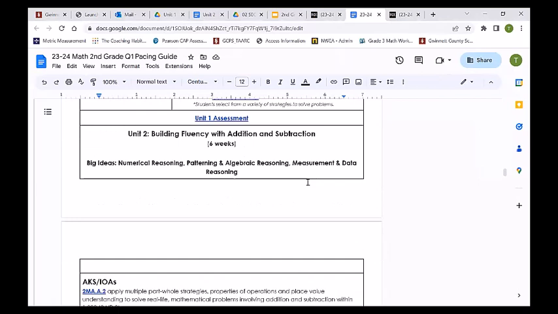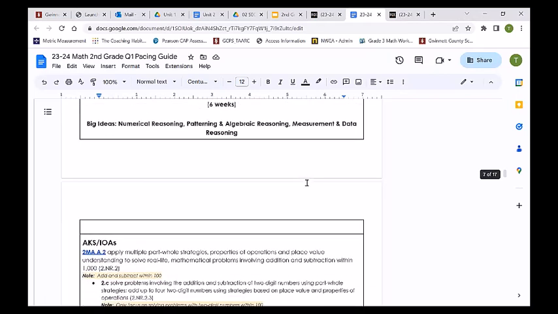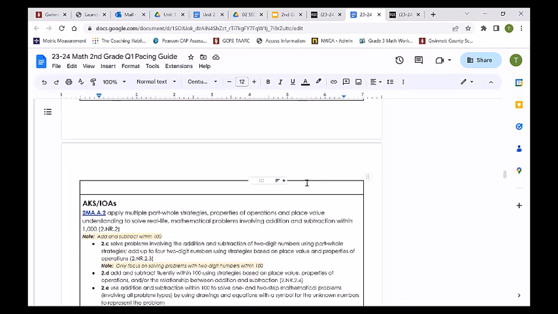And now we're going to begin with Unit 2, Building Fluency with Addition and Subtraction. For Unit 2, we suggest 6 weeks. As you can see, the big ideas in this unit are numerical reasoning, patterning and algebraic reasoning, and measurement and data. This unit has been divided into 3 parts: adding and subtracting, recognizing patterns, and a revisit to measurement and data collection.